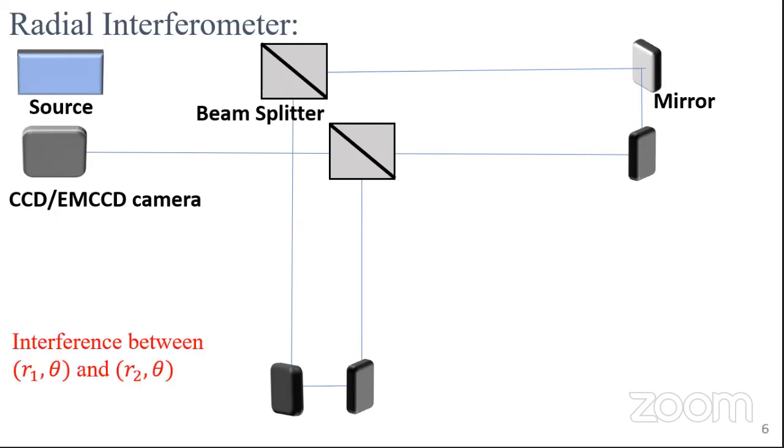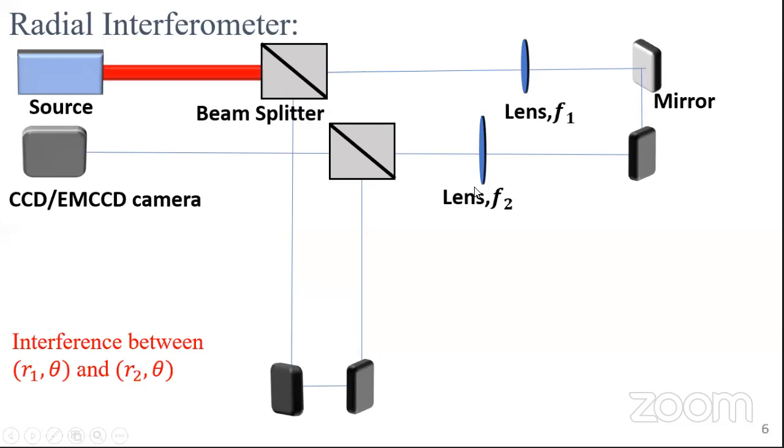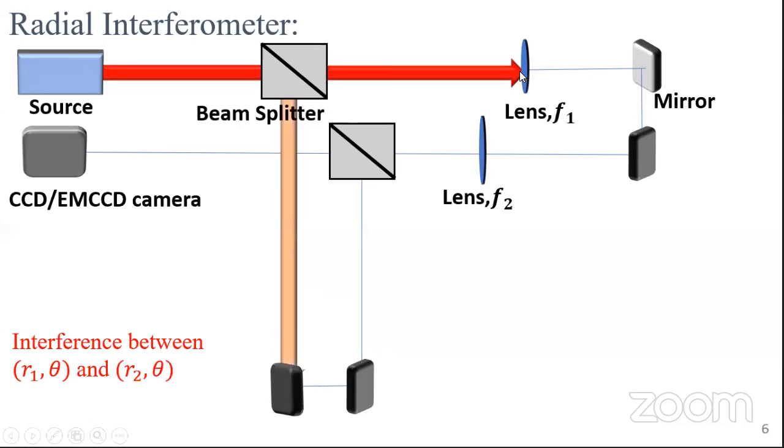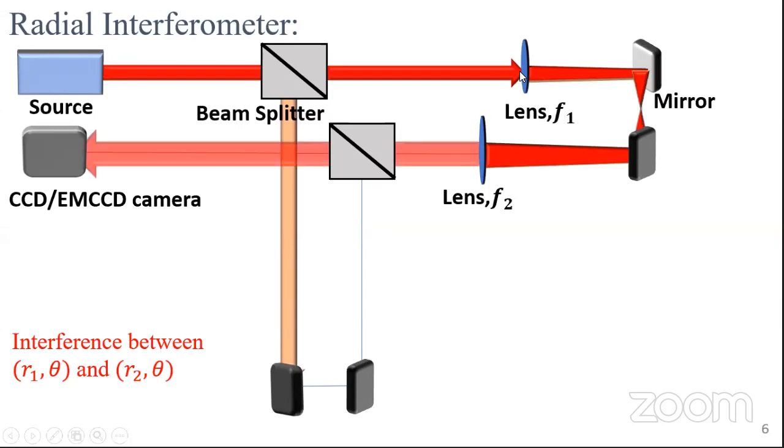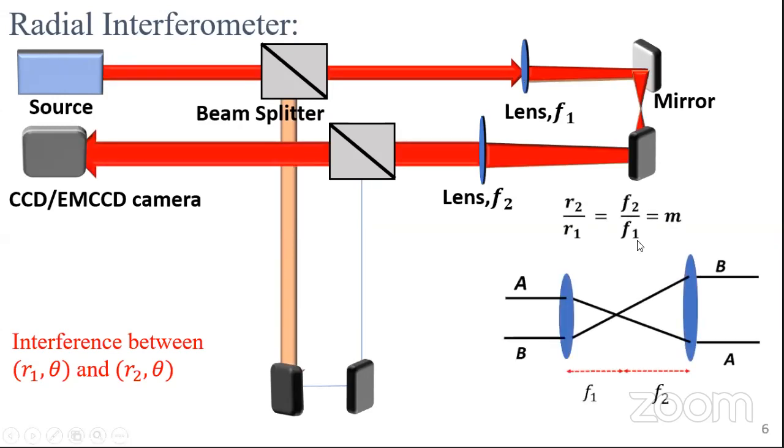But now here we require interference of two points that are of the same azimuthal location, but of different radial location. So for that, we introduce two lenses in one of the arms. So let us call this arm one, with two lenses of focal length F1 and F2. Hence, when the light beam comes in and is split into two, in the first arm, it gets magnified. So if F2 by F1 is M, then this light beam gets magnified by a factor of M.